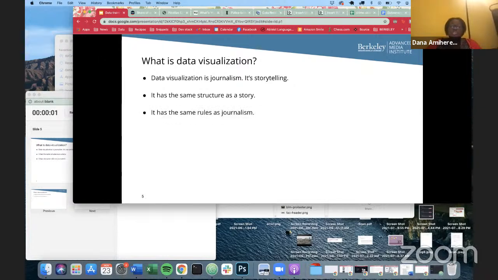It has the same rules as journalism. It has to be accurate, it has to be truthful, it follows some of the same conventions. It follows some of the same rules of sourcing. Like you have to make sure that, of course, what you're being told and what you're reporting is true, that your data is accurate, that you are making sure that you're vetting the source of your data, just like you would vet a human source.